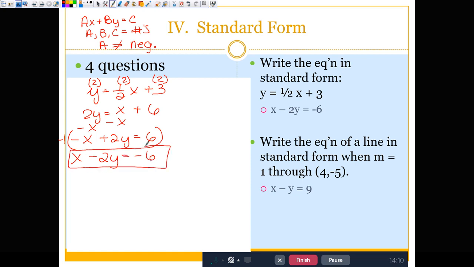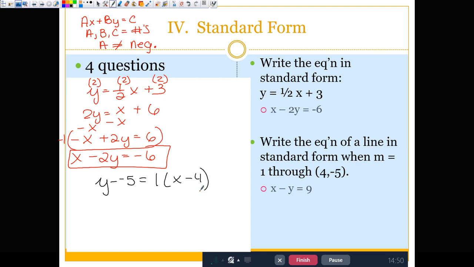So here they give me a point and slope. If they give you a point and slope, I'm going to put it in point-slope form first. You can put it into slope-intercept form, but then you have to find b, and I feel like that's an extra step. So if they give you the point and they give you slope, might as well use this one, unless they give you the y-intercept. So y minus y1, so negative 5, equals m, 1, times x minus x1, 4.